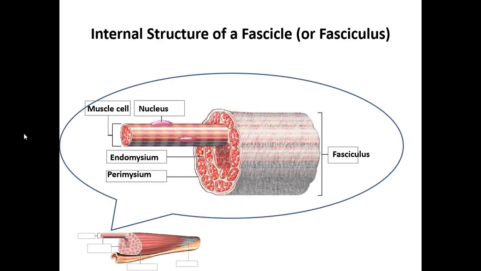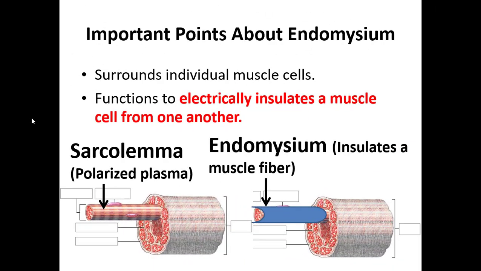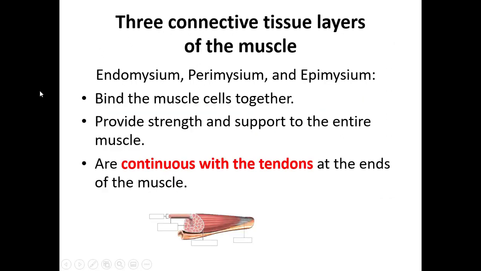Unlike most cells in the body, which have a single nucleus, muscle cells are multinucleated. Important points about the endomysium: it surrounds individual muscle cells and functions to electrically insulate a muscle cell from one another. The endomysium is the key element that separates single muscle fibers from one another.